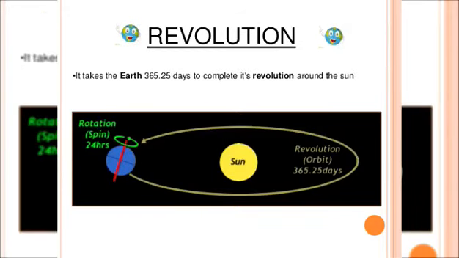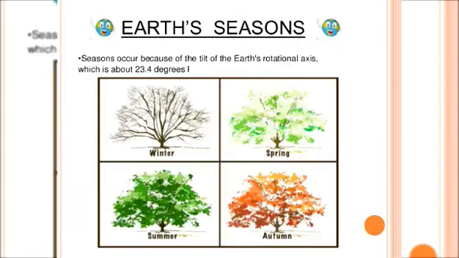Revolution. It takes the Earth 365.25 days to complete its revolution around the Sun. Seasons occur because of the tilt of the Earth's rotational axis, which is about 23.4 degrees.